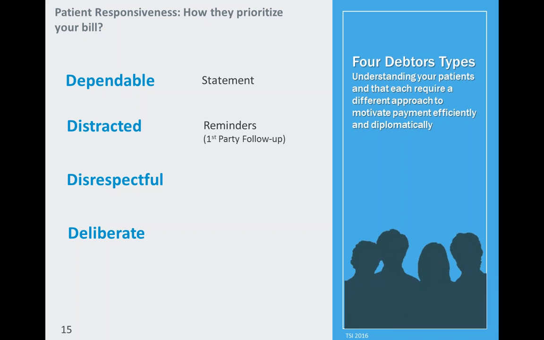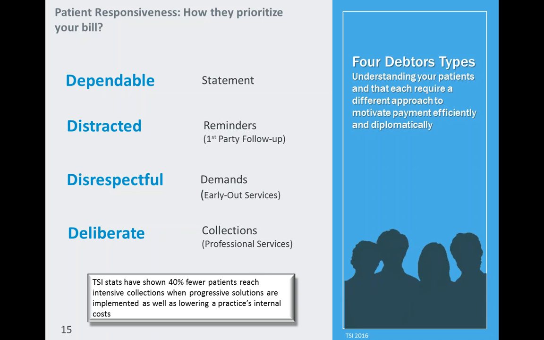The third group is appropriately described as disrespectful and requires demand letters. Unfortunately, it is this group who often end up lost to intensive collections. Therefore, practices should be aware of early out contacts, which create third-party impact but without costly percentages. And then finally, we have deliberate debtors, which I'm sure most of you are familiar with: traditional agencies which provide professional collection services for a percentage of what is collected. Ultimately, groups should see 40% fewer patients reach intensive collections when progressive solutions are properly implemented.